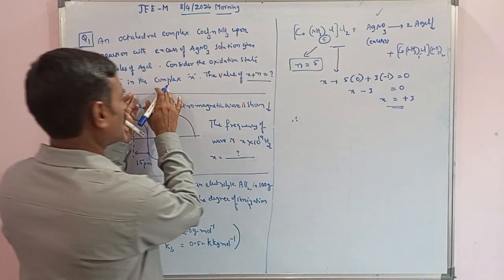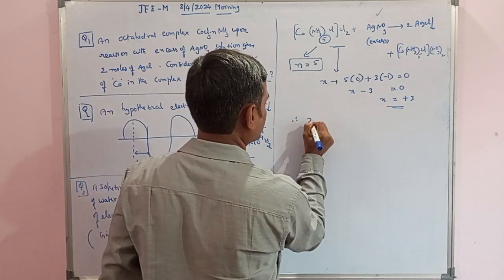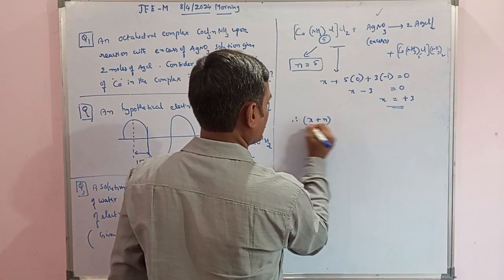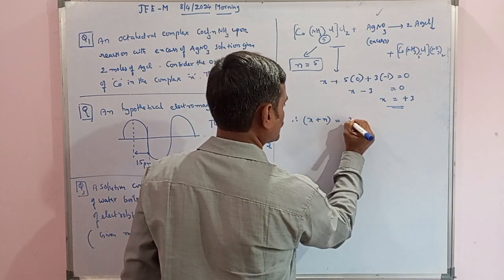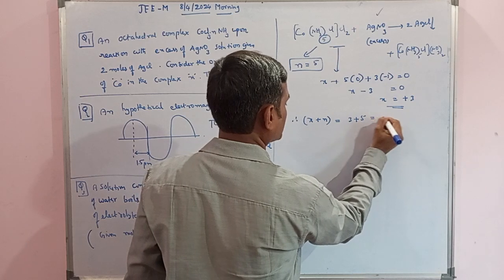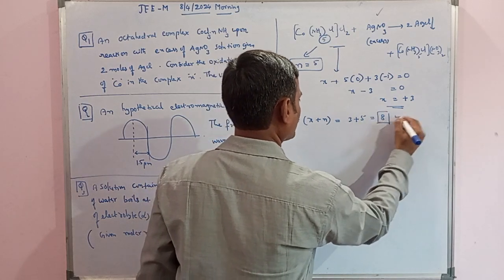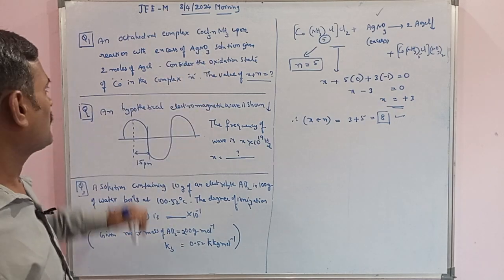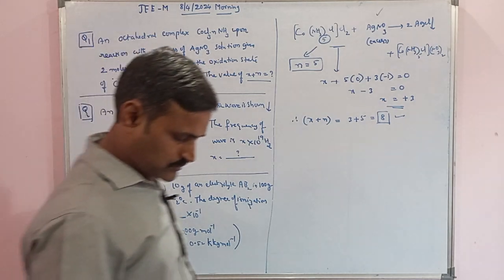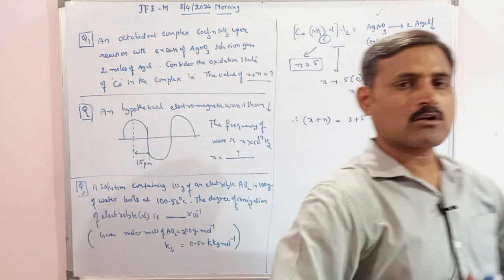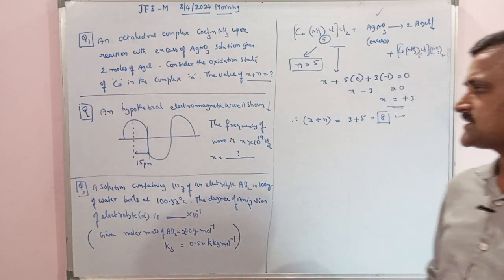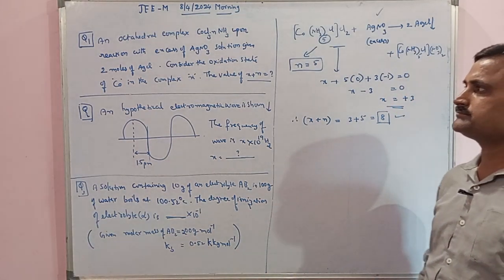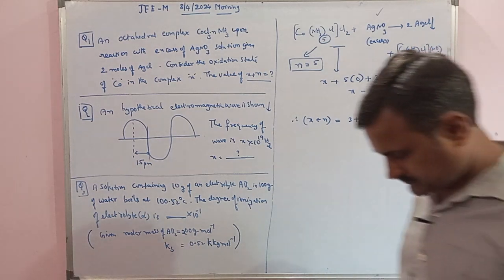Therefore, as per the question, what is the value of X plus N? X plus N equals 3 plus 5, that equals 8. So 8 is the right answer for this integer type question asked from the coordination compounds chapter, second year syllabus.